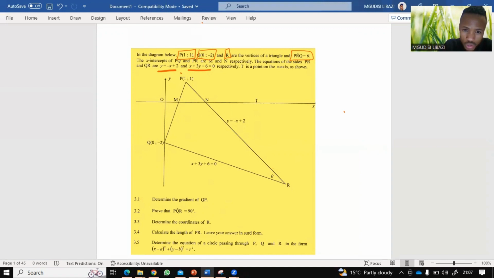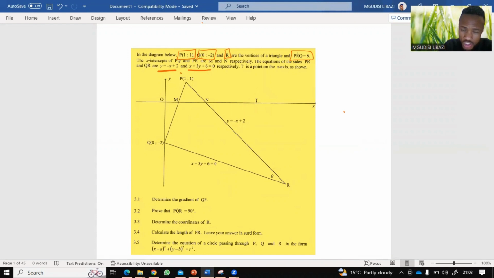We were also given that the equations of the sides PR and QR are y = -x + 2 and x + 3y + 6 = 0 respectively. And they're saying that T is the point on the x-axis as shown. So we have T here, just a point there.